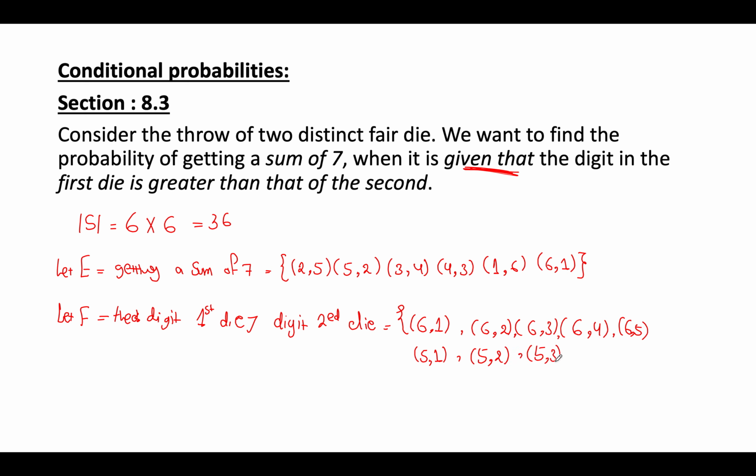5-3, 5-4, and then we have 4-1, 4-2, 4-3, and then 3-1, 3-2, and finally 2-1. Those are all the possible outcomes where the first number is greater than the second number.